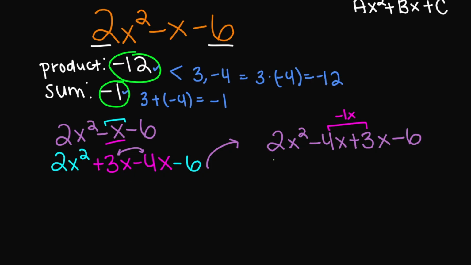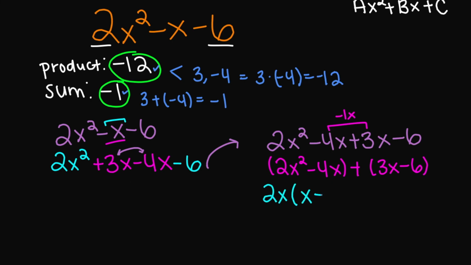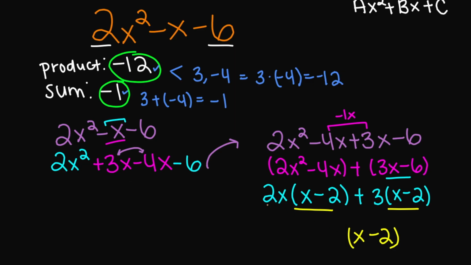So now let's say we're going to group. I'm going to group 2x squared minus 4x and then plus 3x minus 6. My first group here, I'm going to factor out a 2x and I'll be left with x minus 2. And my second group here, I'll be factoring out a 3 and I'll be left with x minus 2 as well. Now when you come here, you can factor out my x minus 2. So you're going to factor that out and then you'll be left with 2x plus 3.